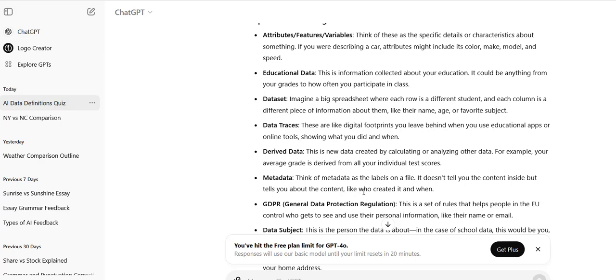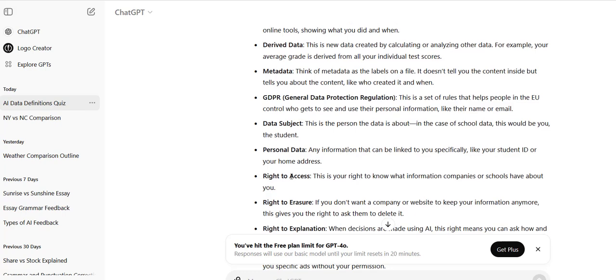Metadata. Think of metadata as the labels on a file. It doesn't tell you the content inside, but it tells you about the content, like who created it and when. Oh, okay, so I can understand the labels on a file. If I have a file cabinet and I label all my folders, that's metadata. Now I know. That's the great thing about ChatGPT: now I know what derived data is and what metadata is. It's just a label of what the file is.